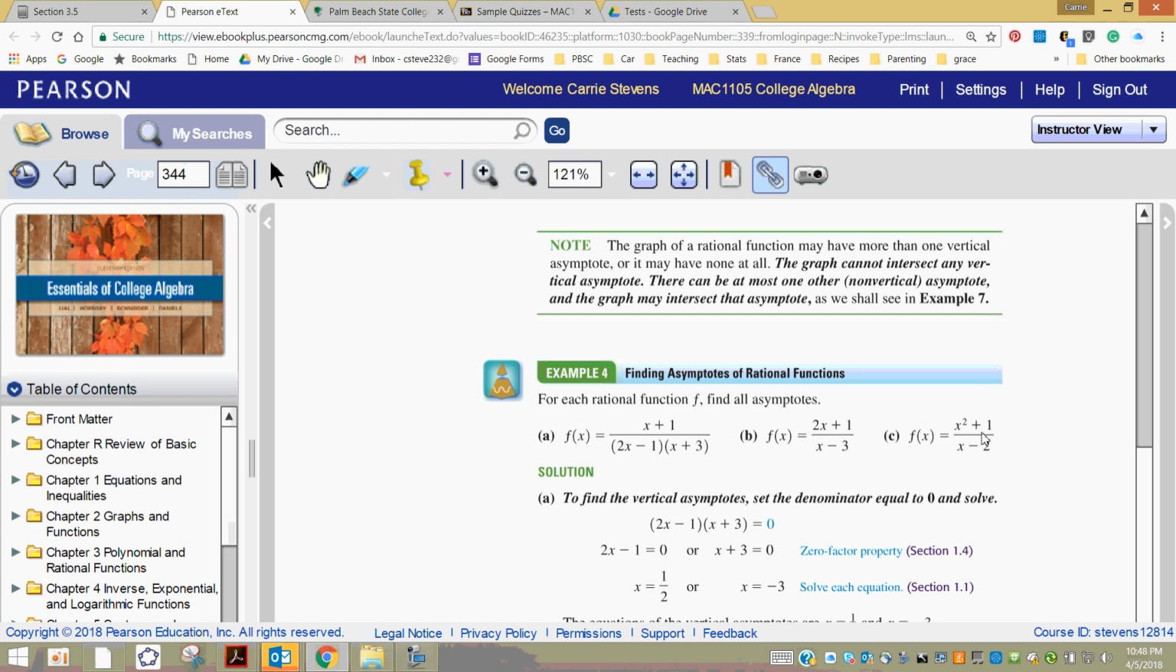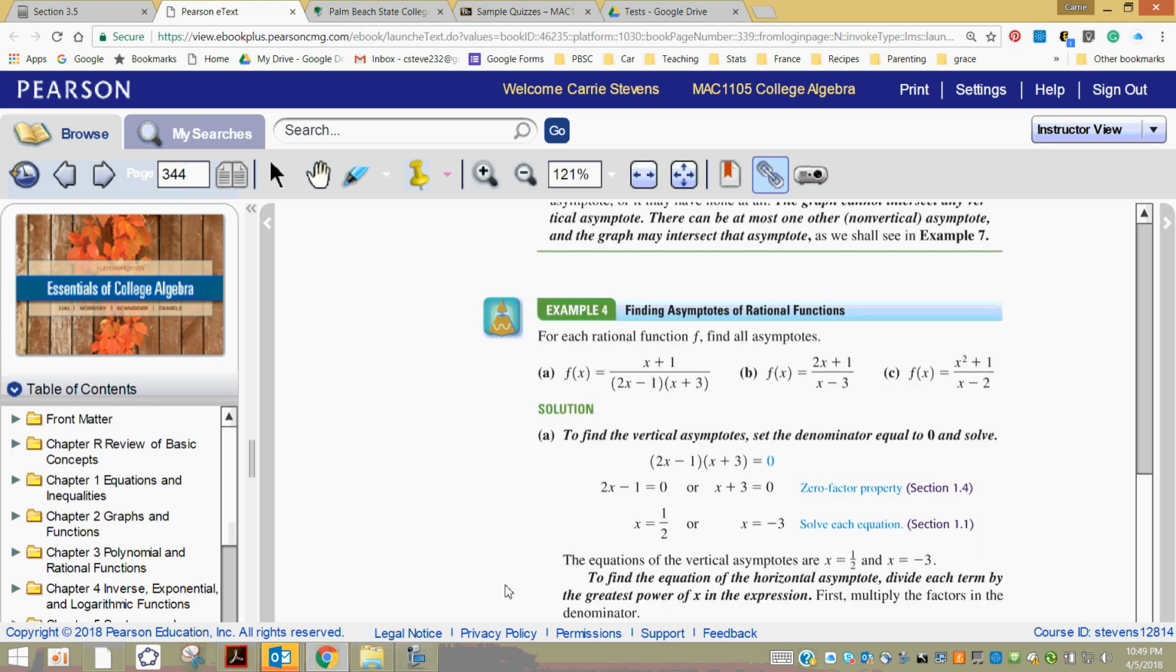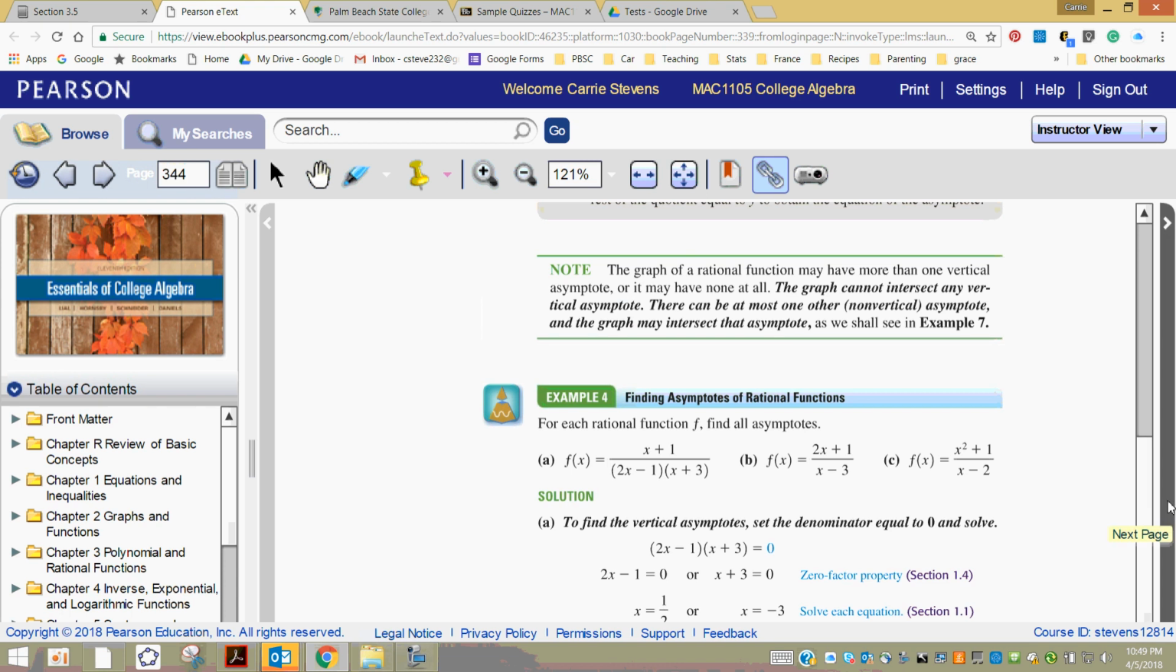For part C, it's top heavy by 1 degree more, because this is degree 1 in the bottom, degree 2 in the top. There's a difference in their degrees of 1. So what we would have to do to figure out the horizontal asymptote is divide the top, divide it by the bottom, and disregard the remainder. Which we'll do, I'll just show you what they have here already. I might have to turn the page to get to it. Let's see.